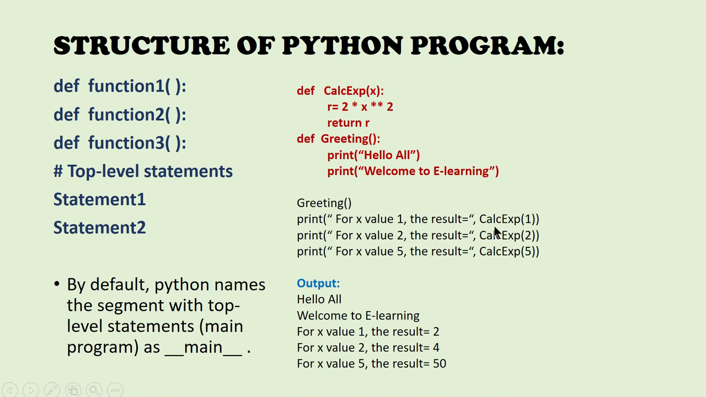Here the function calc expression is being called once, twice and then thrice, and you get the output. Your execution starts from your top level statement. Whenever there is a function call statement, it goes back to the definition and that gets executed. This is how you write your complete Python program with a user-defined function.